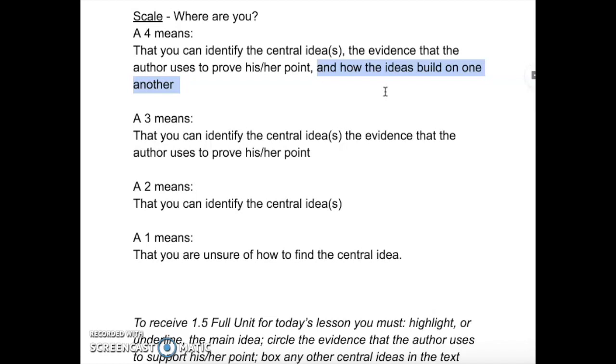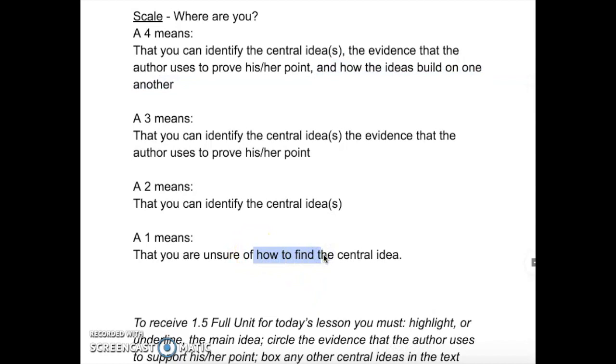And again, I don't know if this is breaking news or not, but school has never been about the right answer. School has always been about the process. It's been about problem solving, and it's about a way of thinking, critical thinking skills, if you will. So, if you can't point to that evidence, I would say that you're more of at the 1, because it's not about finding the central idea, it's about how you found that central idea.